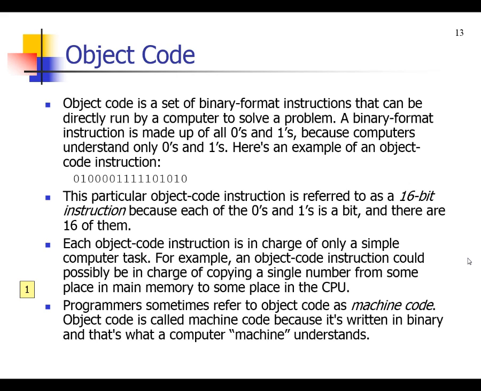Okay? Object code is also known as machine code to some programmers, because that means the machine is operating it. Does that make sense?